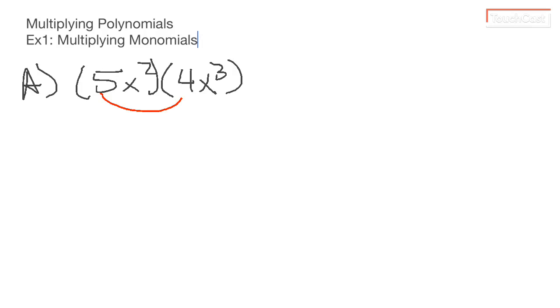5x squared by 4x to the third. So the first thing we're going to do is multiply any numbers we have. So we're going to go 5 times 4 and get a 20. Then we're going to multiply like variables.